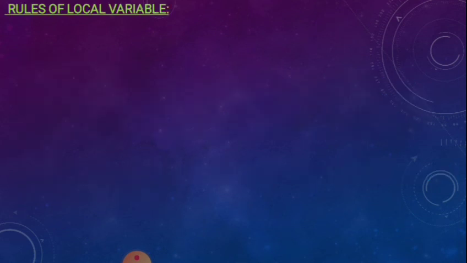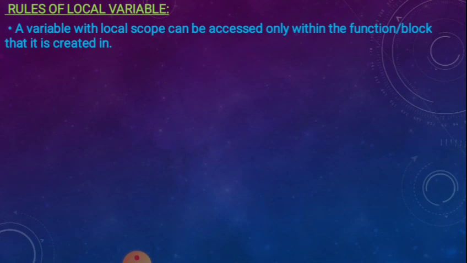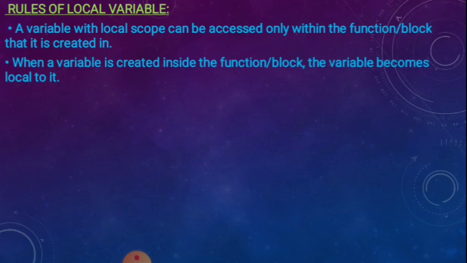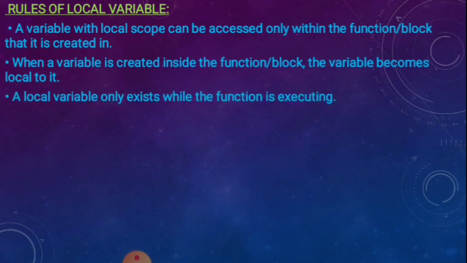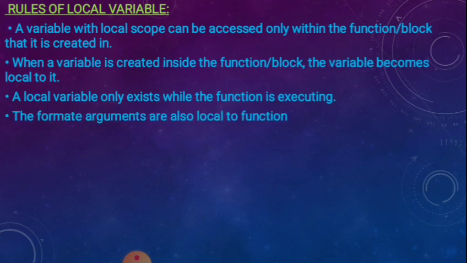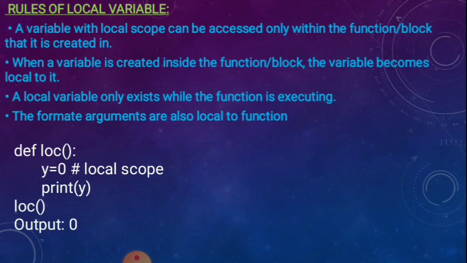Here see the rules of local variables. A variable with local scope can be accessed only within the function block. When a variable is created inside the function block, the variable becomes local. A local variable only exists while the function is executing. The formal arguments are also local to the function.